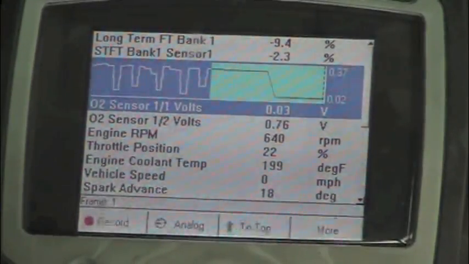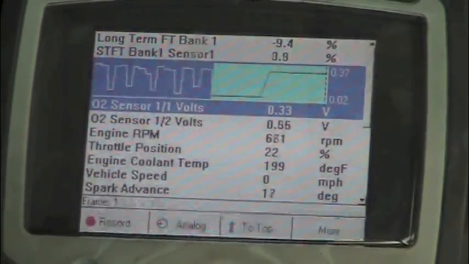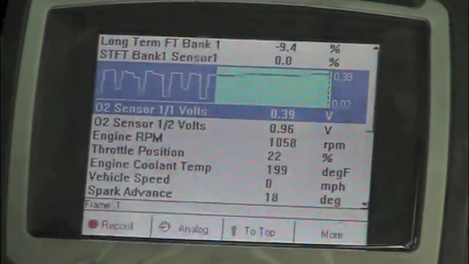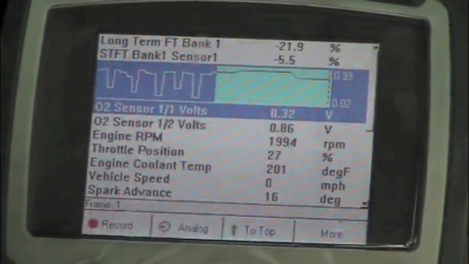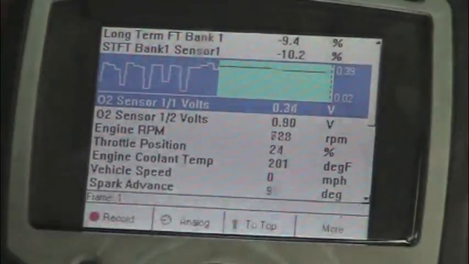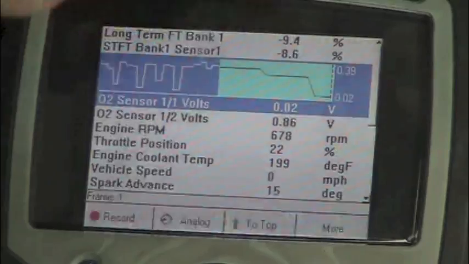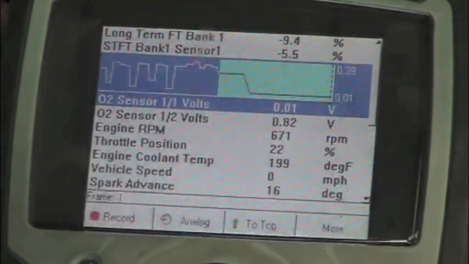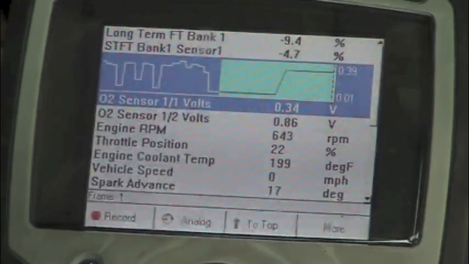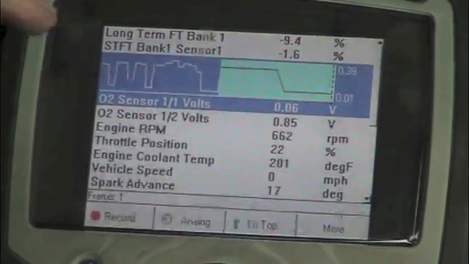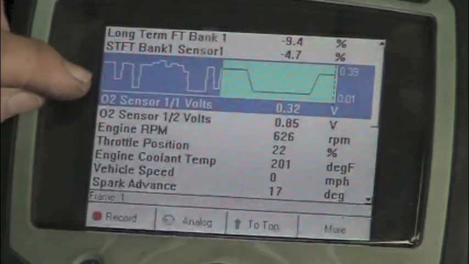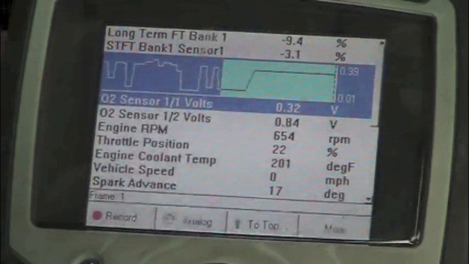Now we're going to accelerate it a little bit and see what happens as we rev the engine. Now when we just stepped on the accelerator, we flooded it with fuel momentarily, and the oxygen sensor should have gone up to 0.9 and stayed there, but you can see that it didn't. It just stayed at 0.3. So the oxygen sensor is switching, but it's only switching between 0 and 0.3.